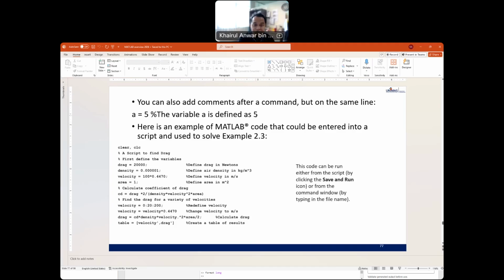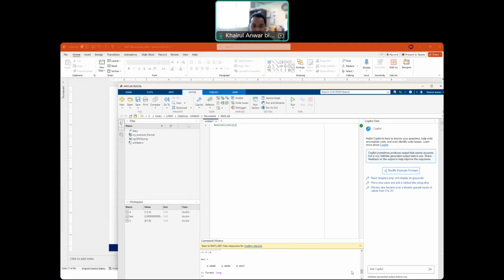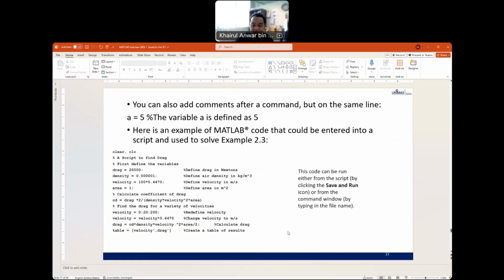Here's an example of MATLAB code that could be entered into a script and used to solve example 2.3. So clear and clc. This is what you write in the script. Clear and clc will clear the command window and then clear the workspace. The reason you need to clear is that later, when you run the script, the answer will appear in the command window.